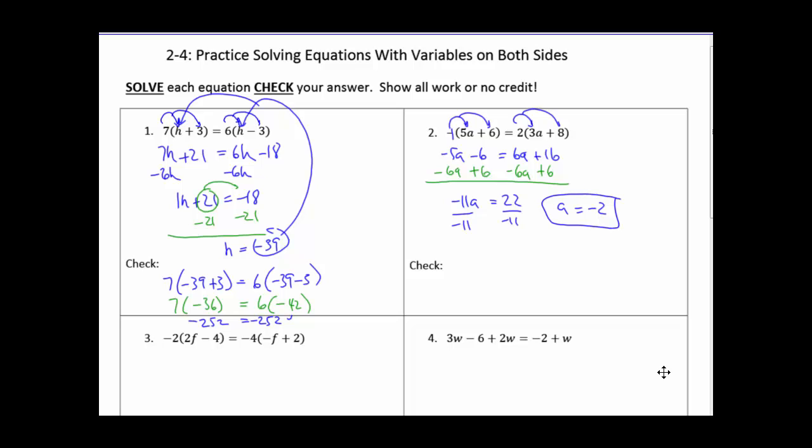Let's plug it back in and check. We should get the opposite of 5 times negative 2 plus 6, and that should be equal to 2 times 3 times negative 2 plus 8. So we get the opposite of negative 10 plus 6, which would be negative 4 inside, so the answer is 4. And we get 2 times, this is negative 6 plus 8. So 2 times 2, which is 4. So that checks out.